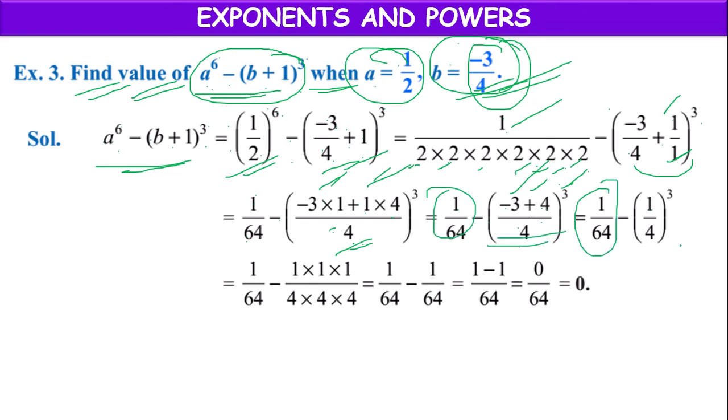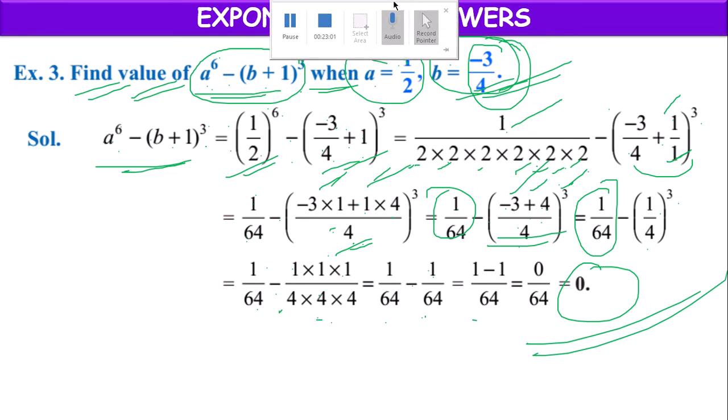This one after simplification will become 1 by 4 whole cube. So 1 by 64 minus 1 by 4 into 1 by 4 into 1 by 4, which is equal to 1 by 64. So 1 by 64 minus 1 by 64 both get cancelled. Answer will be 0. In this way we can solve the problem, children.